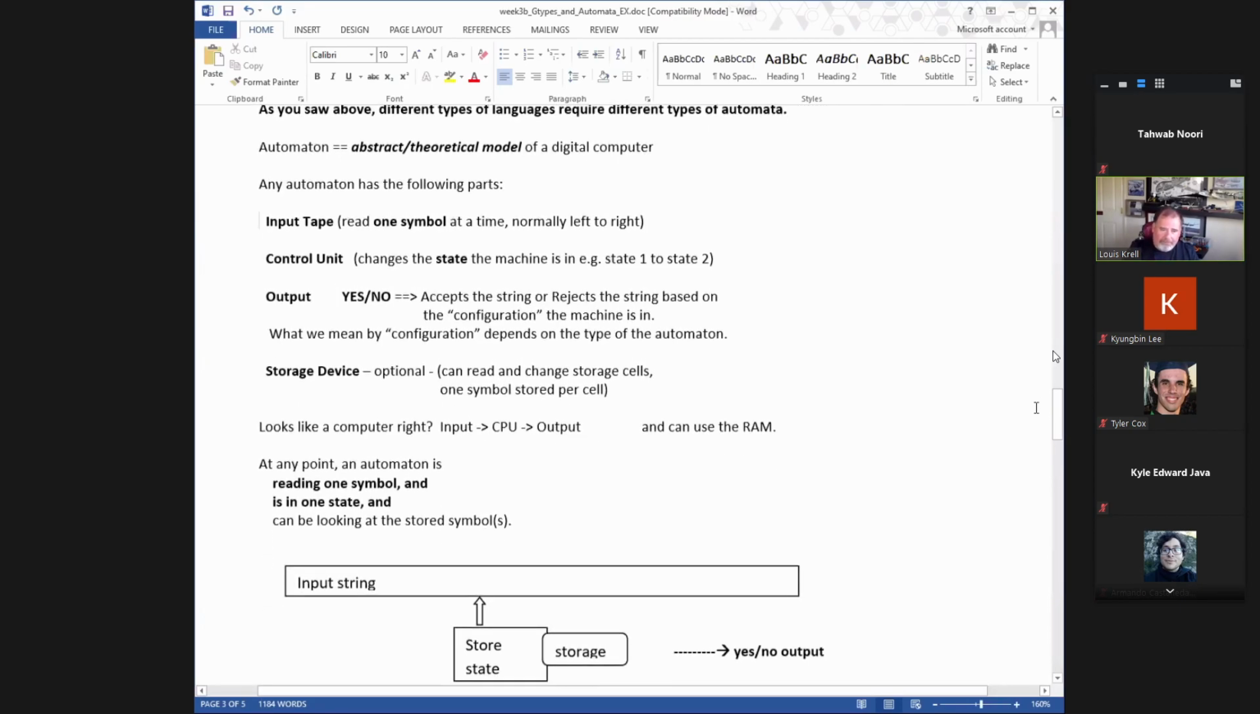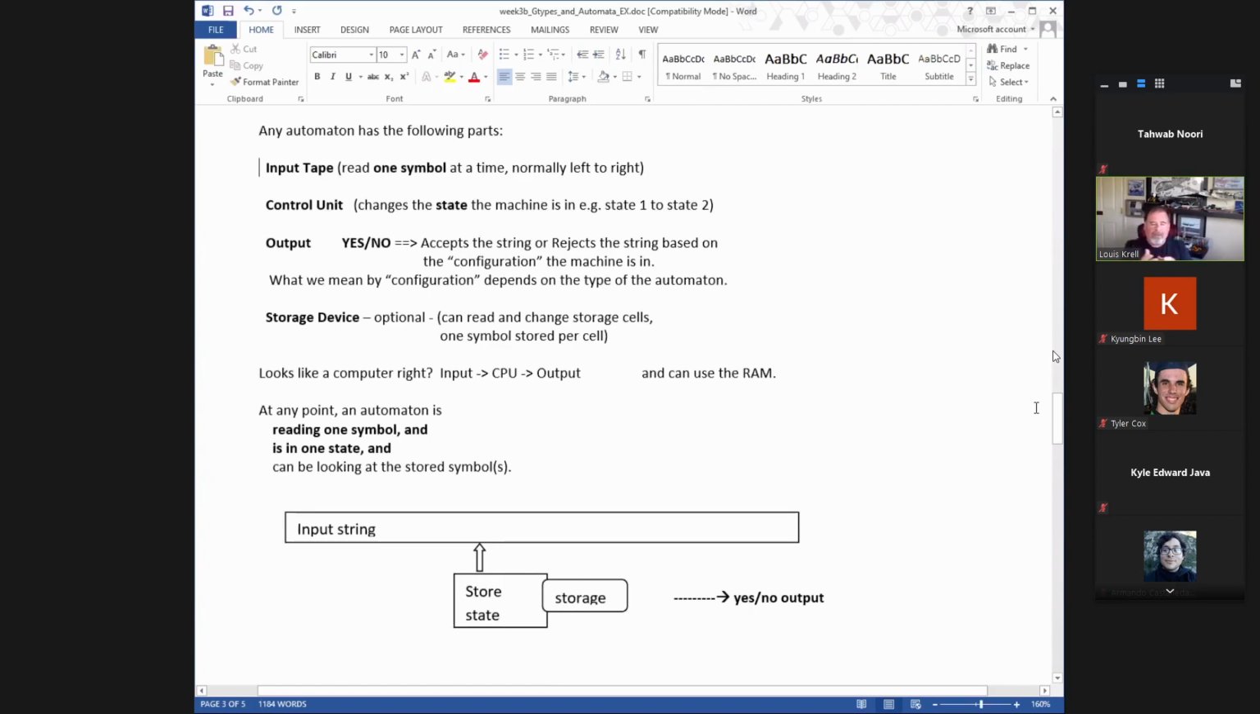So at any point, an automaton is reading a single symbol of this string of characters. It's in a state. It could even be looking at some of the stored symbols if we have a way to store memory. And then at the end, it would produce a yes/no output. So we're just showing you the theoretical concept of what our push-down automatons or finite state machines are going to look like, or what they do.